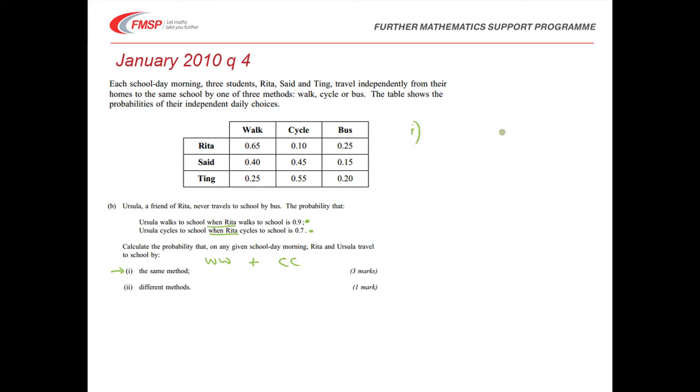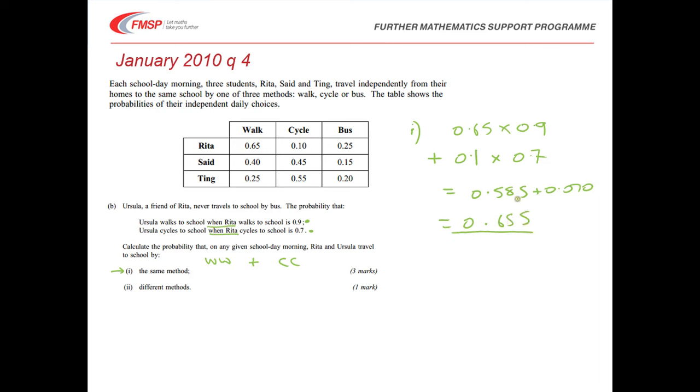If they both walk, well, that means Rita's got to walk and Ursula will walk. Or CC, so that's cycle. Rita cycles is 0.1. If Rita cycles, then Ursula cycles is 0.7. So again, we just simply need to add those two items together. So let's work them out. It's going to be 0.585 plus 0.070, which is going to give me 0.655.